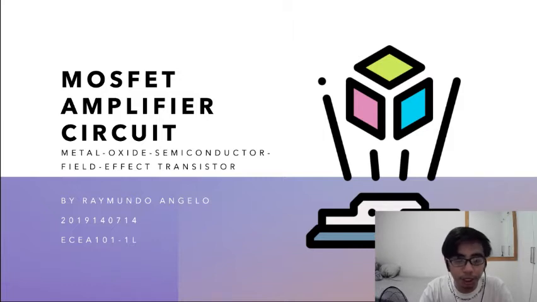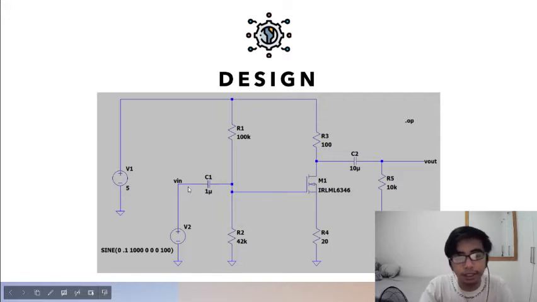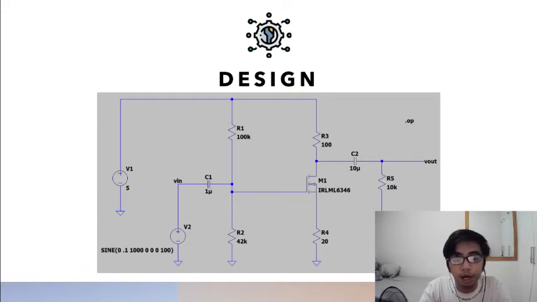The project that we were supposed to do is called the MOSFET amplifier circuit. MOSFET stands for metal oxide semiconductor field effect transistor. So let's move on and look at the design.